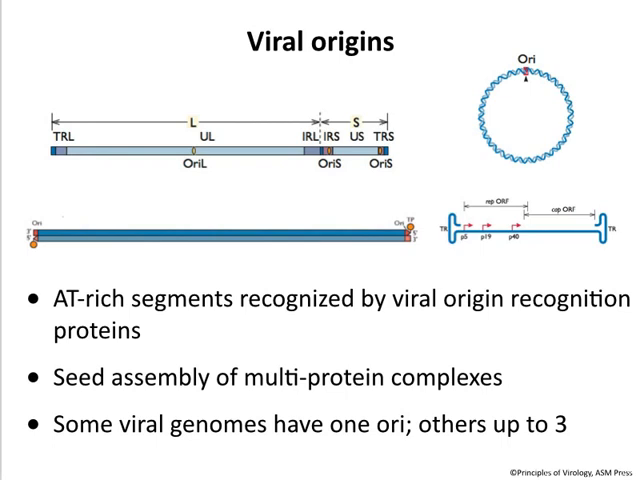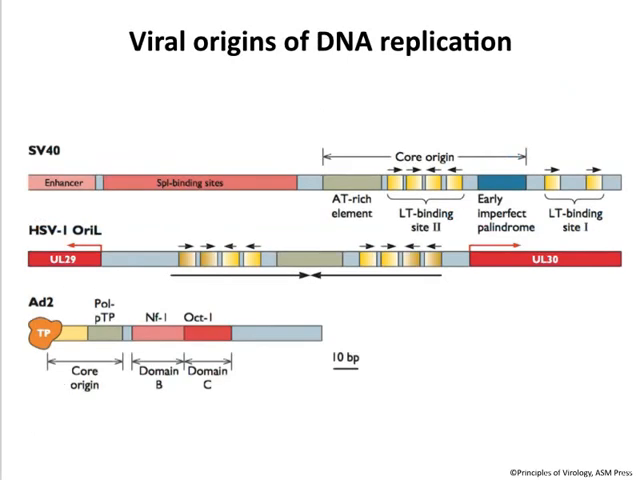As far as we know, 3 is the maximum, but these Mimi and Pandora viruses may well have more origins. Of course, we have many, many origins in our chromosomes to accommodate the replication of very, very large DNAs. These are some viral origins of replication, SV40, herpes, the ORI-L, and adenovirus, just to show you some common features. So they all have AT-rich elements. You can see their kind of gray color here and here and here. And again, that facilitates melting of the template. AT is easier to melt than GC.